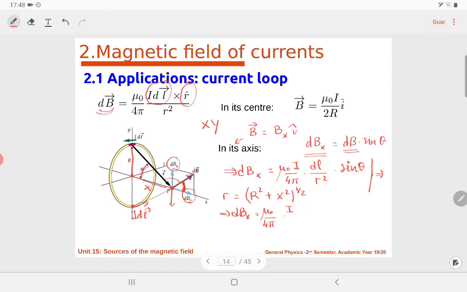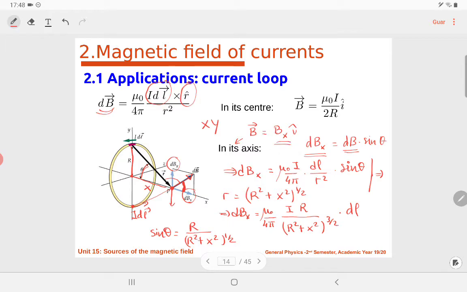This is the sin of theta, equal to r divided by the square root of r squared plus x squared. So this I put here, this r, and this is (r squared plus x squared) to the 3/2. Okay, and then this is the L. And then we just have to integrate this to get the whole magnetic field.